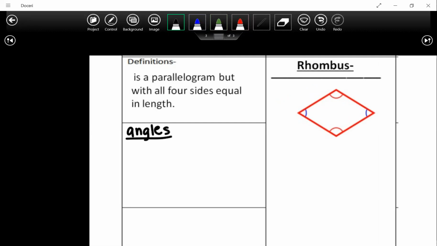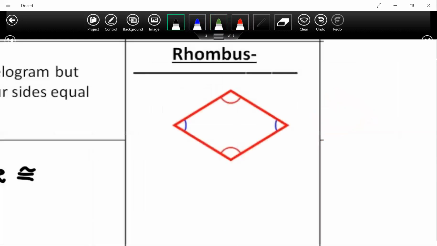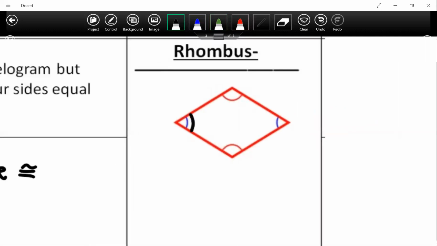Because it's a parallelogram, the good thing that we know about this is opposite angles are congruent. So we have a special property already because we have a parallelogram. In this case, I'm just going to add another side length to these to show the differences between these two. Opposite angles are congruent.